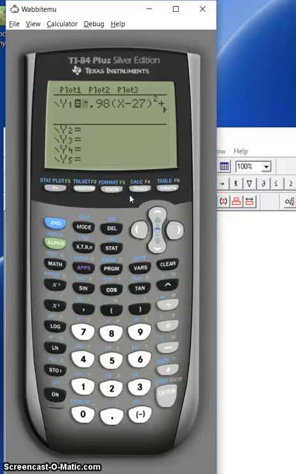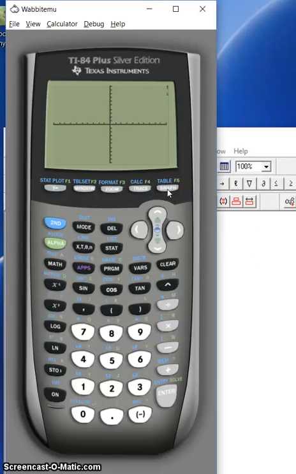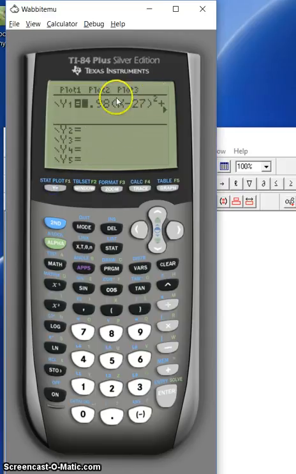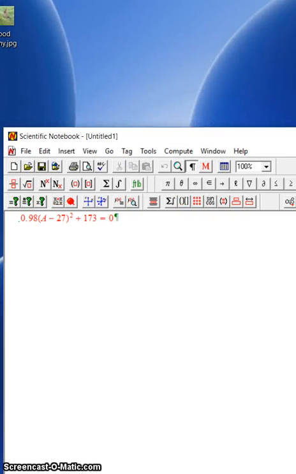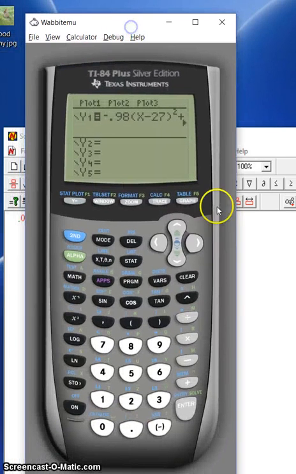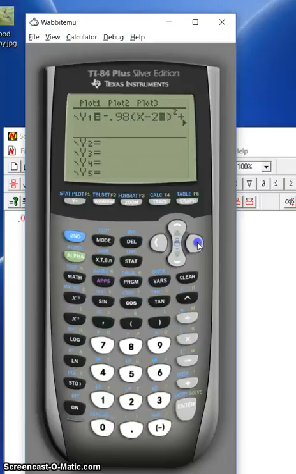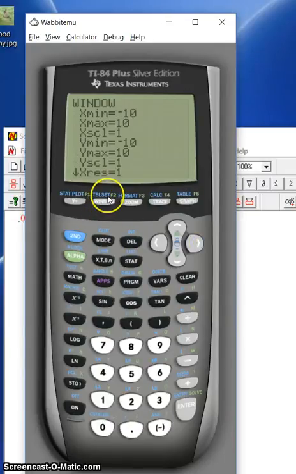All right, in the directions for this problem, they tell you to use your calculator to solve. So to use my calculator to solve, I type it into Y1, and then I hit graph, and my guess is I'm not going to see a whole heck of a lot. I don't see anything. The issue is, my vertex happens at x equals 27, and y is 173. So I need to change my window.